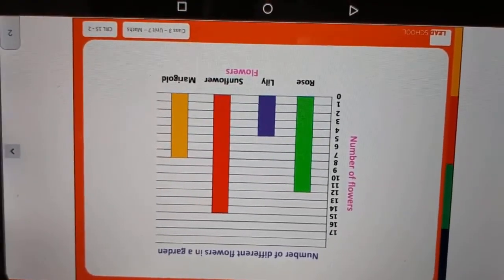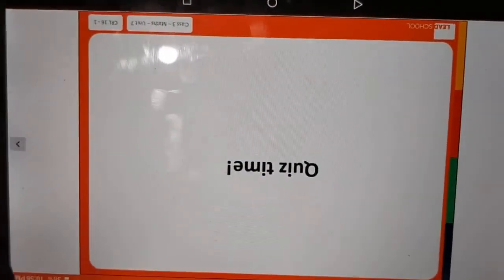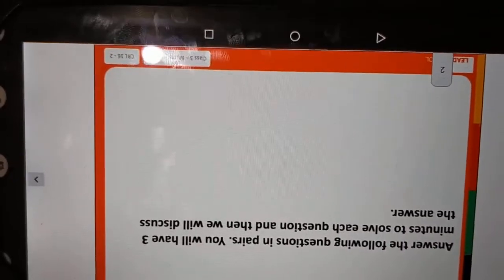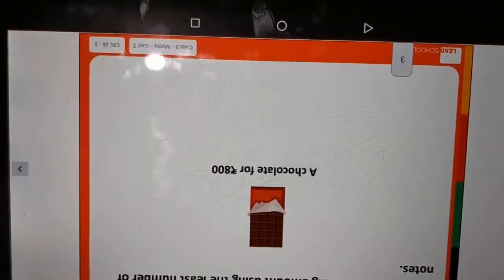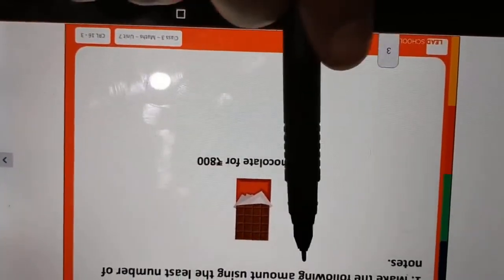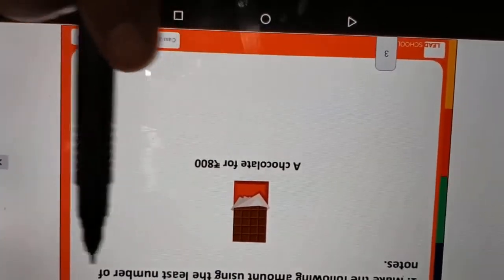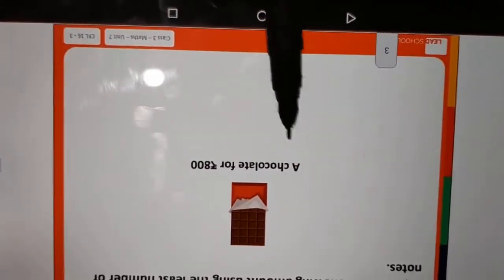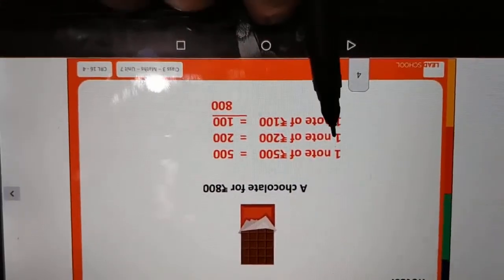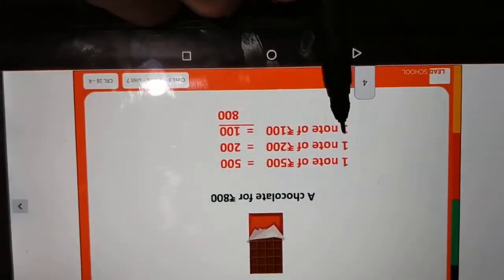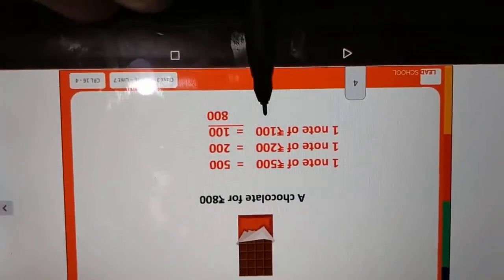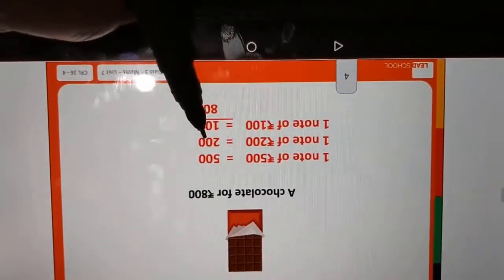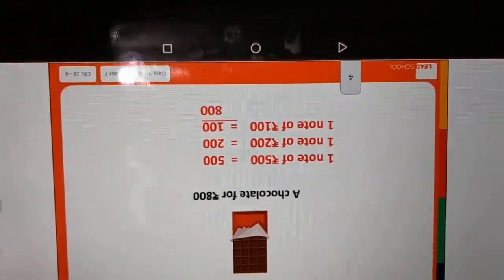Okay students, I hope your work is complete. Now students, quiz time. Answer the following questions in a pair. Now I'll ask some questions. Make the following amount using the least number of notes. A chocolate costs 800 rupees. One note of rupees 500, one note of 200 and one note of rupees 100. 500 plus 200 plus 100 makes 800.